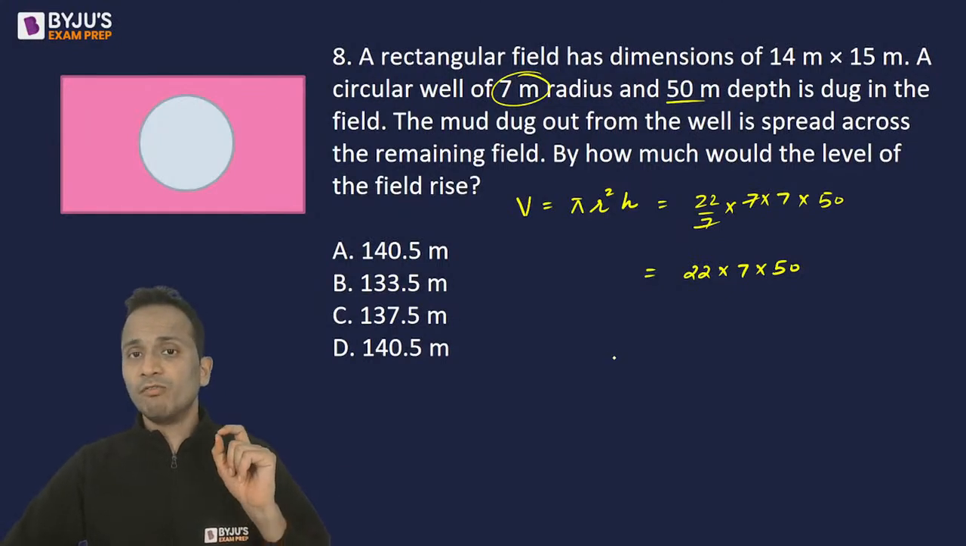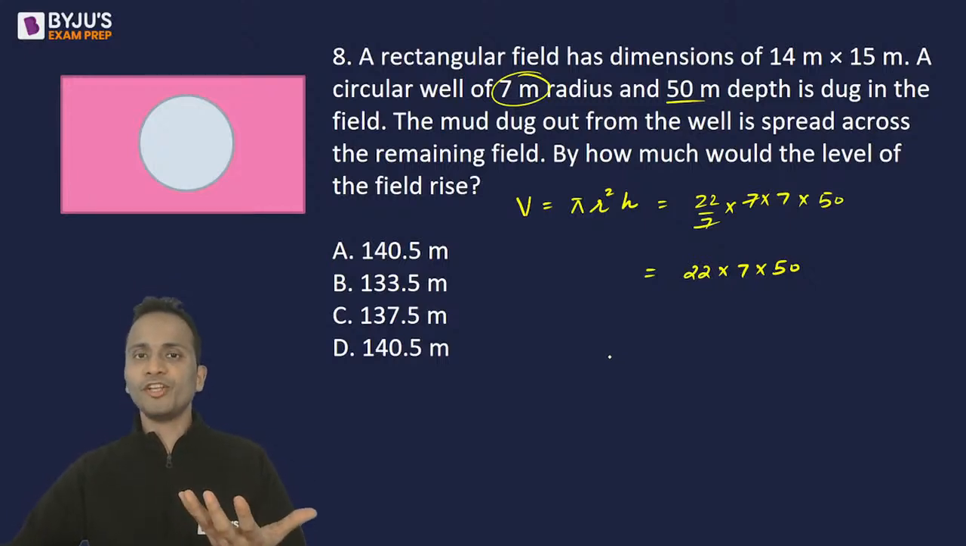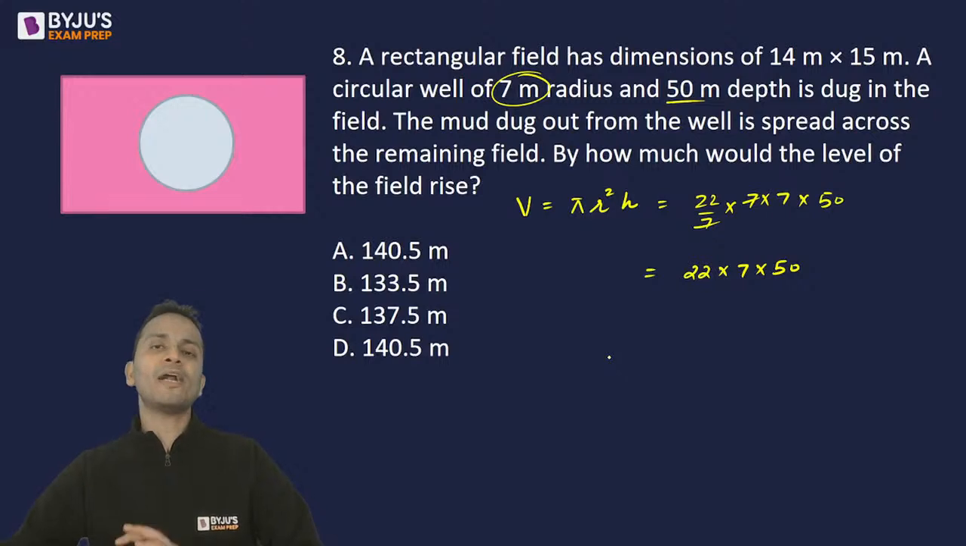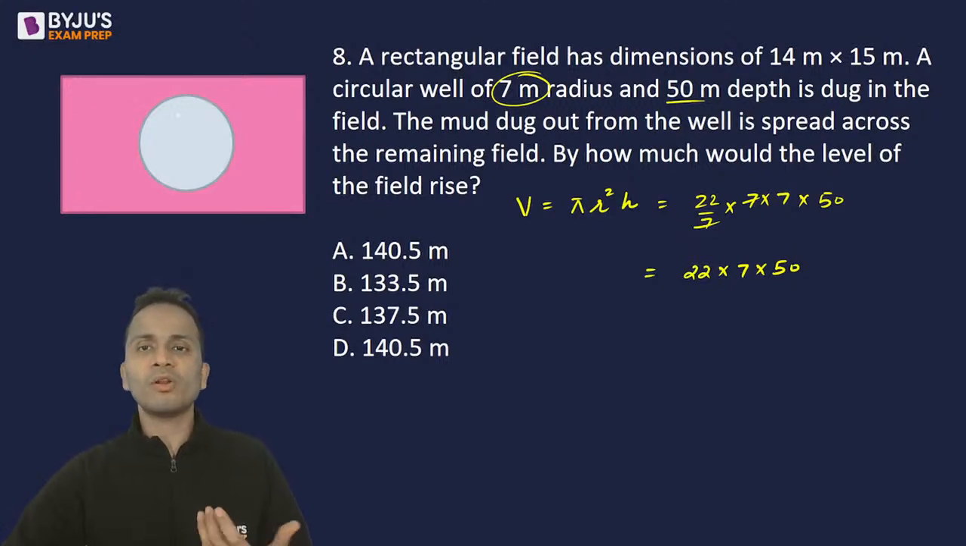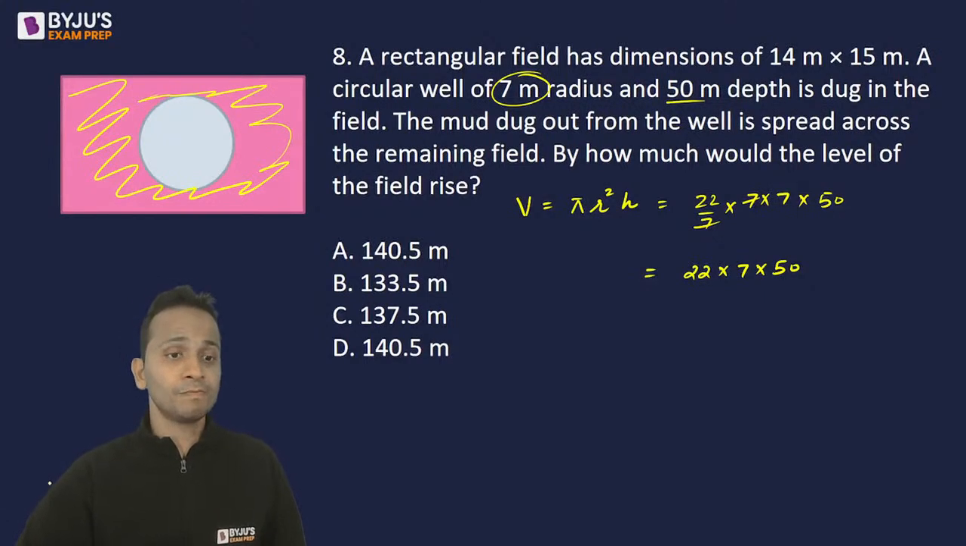Now this volume of mud, this total quantity of mud, has to be spread across the remaining part of the field. Now what is the remaining part of the field? Originally the field was rectangular and a circular well is dug out. So the remaining part of the field will be only this part that you can see with the pink color, not the white one. Okay, so this will be the remaining part of the field, right?